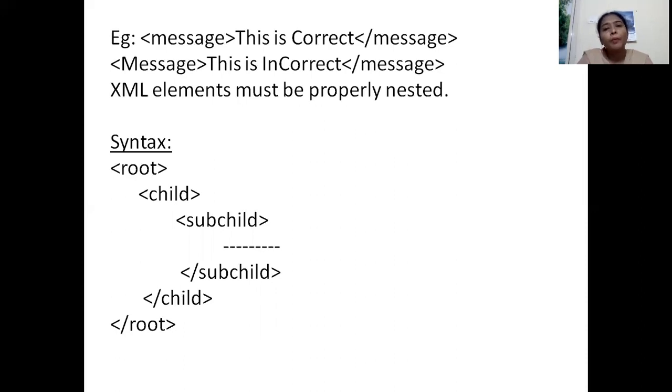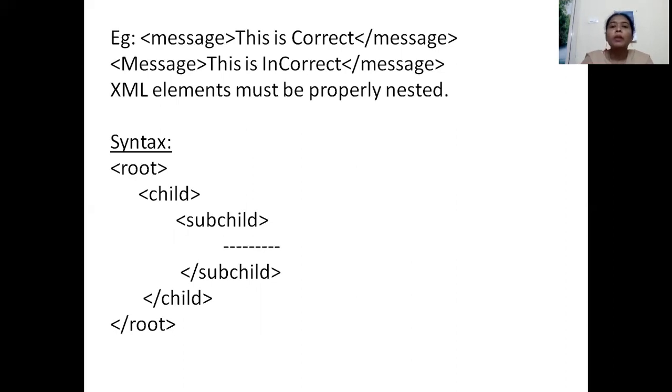Whatever program I write in XML should be properly nested. If you see the syntax here, I can explain how they are properly nested. First a root should be declared. Under the root, a child should be declared. Under the child, a subchild should be declared. See how they are nested together: opening tag of subchild and closing tag of subchild, opening tag of child and closing tag of child, opening tag of root and the closing tag of root.